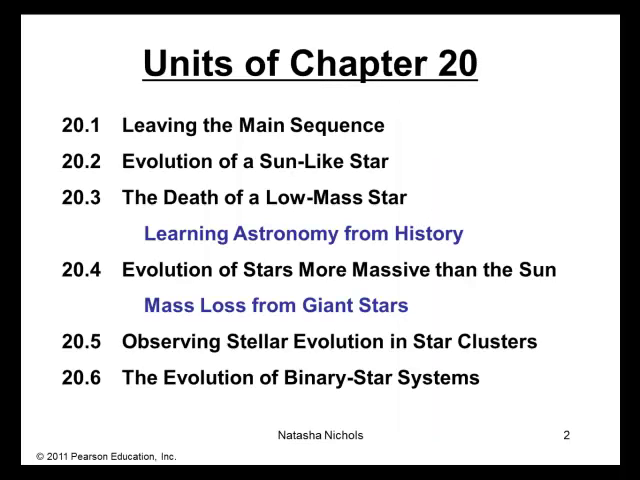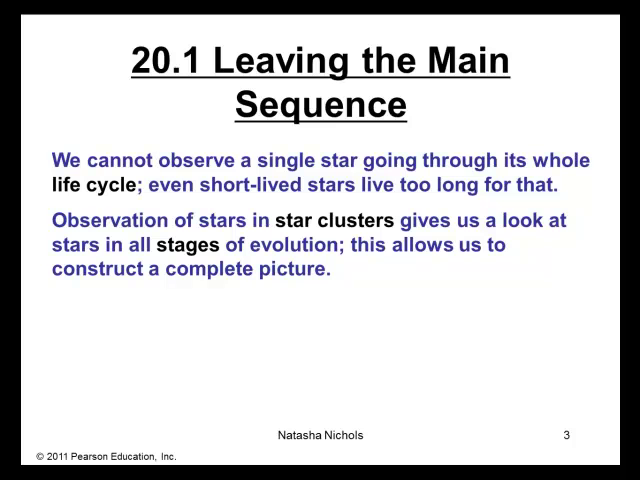In this chapter, we're going to cover leaving the main sequence, how stars like the Sun evolve, the death of a low-mass star and a high-mass star, how we can observe stellar evolution within star clusters, and binary star systems. And we're going to start with leaving the main sequence.